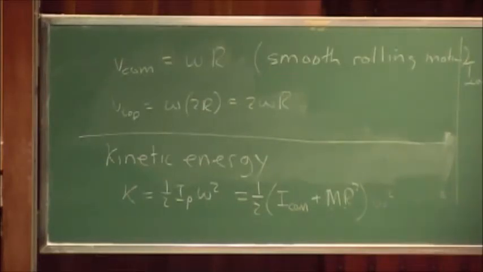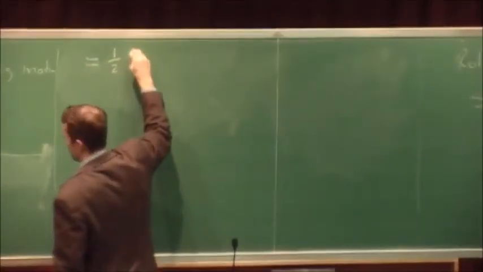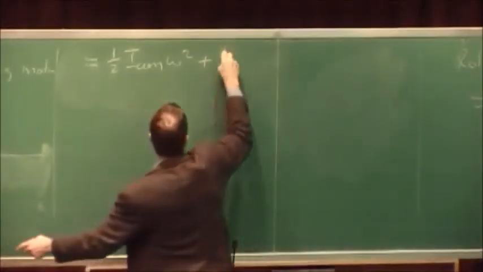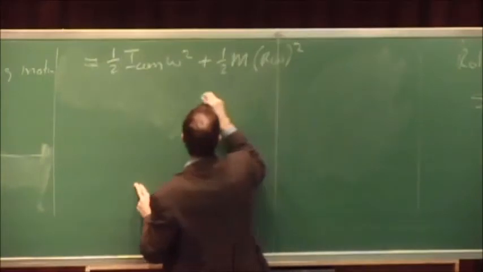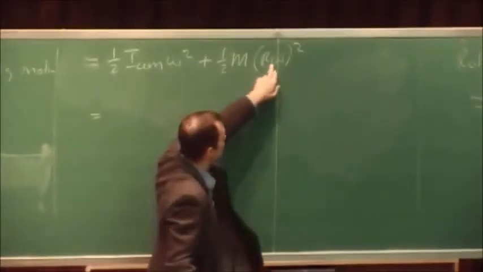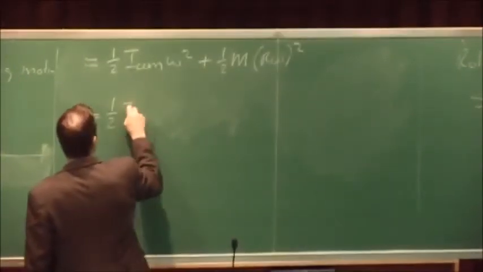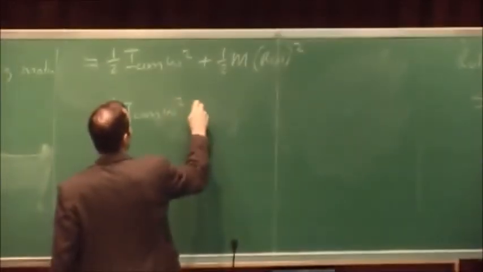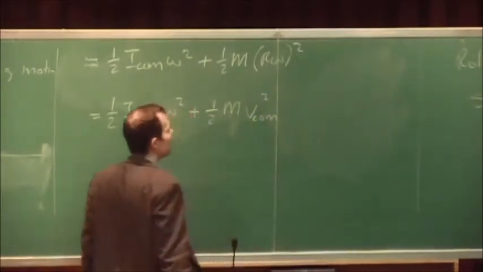So if I look at this more carefully, I see something very important, which is that this is just 1/2 I center of mass omega squared plus 1/2 m r omega squared. And I wrote this because we said already that this is the velocity of the center of mass. And so I get 1/2 I center of mass omega squared plus 1/2 m v center of mass squared.